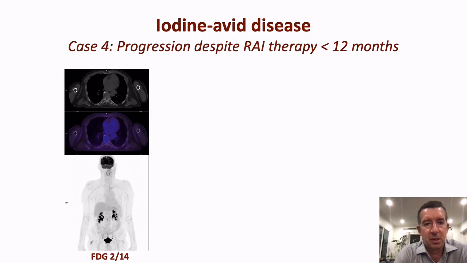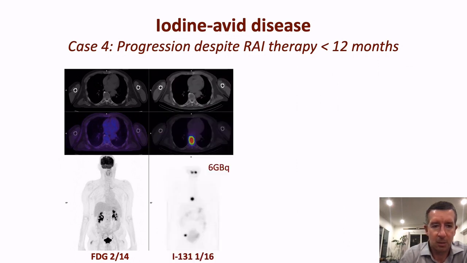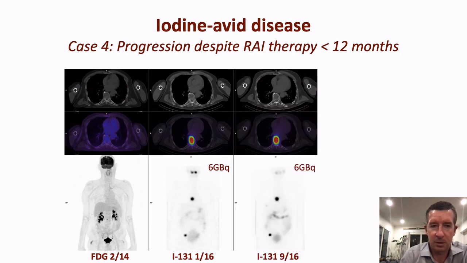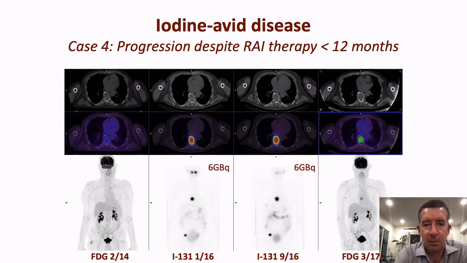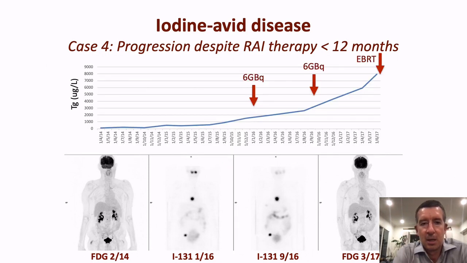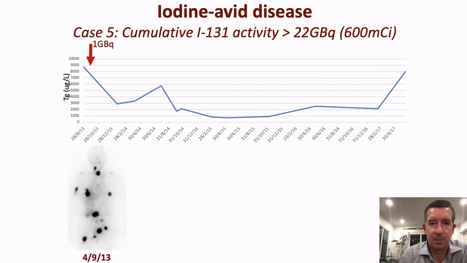Now, for the last two cases, these are patients that do actually have iodine-avid disease, but in this case showing progression despite treatment less than 12 months prior. On the FDG PET, there's no significant disease evident, but with subsequent I-131 treatment in January, we can see these intensely avid foci. When treated again in September, we can see an increase in the intensity of the avidity, and on a follow-up PET scan, we've actually seen that there has been progression of that disease with an FDG avid focus there, and that is mirrored in that serial, progressive rise in thyroglobulin despite that treatment.